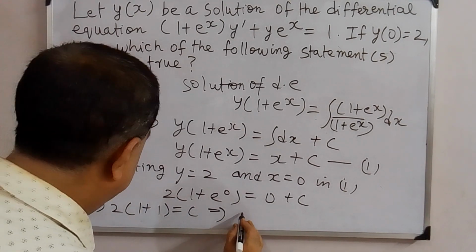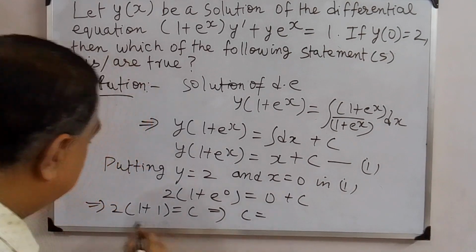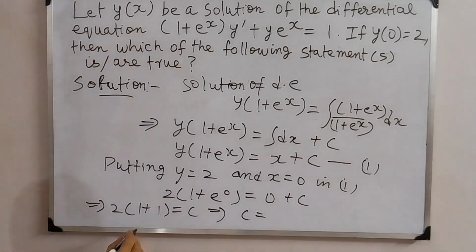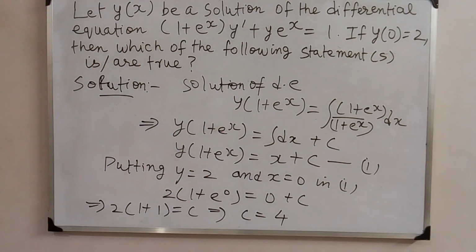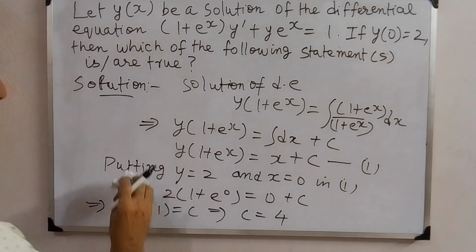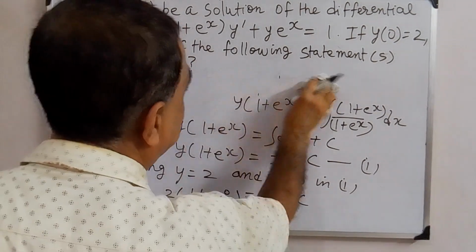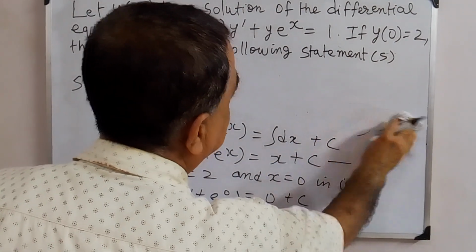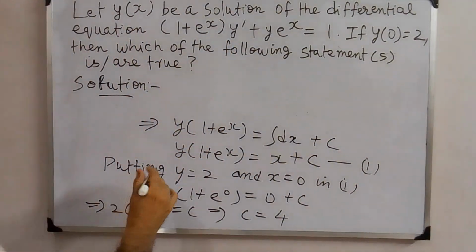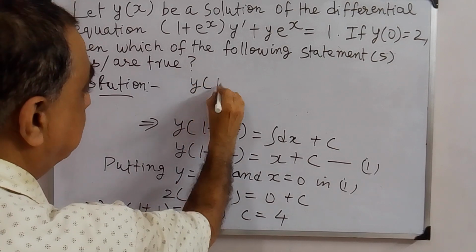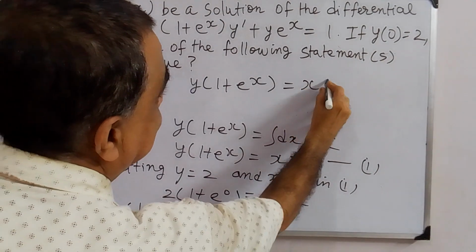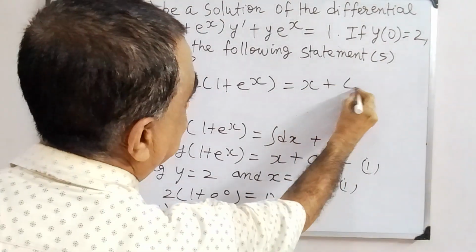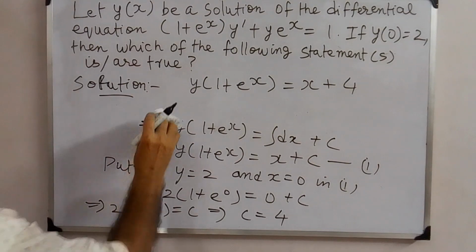So c is what? 2 into 1 plus 1 is 2. So 2 into 2 is 4. So the c value we have got is 4. So the solution becomes, what is the solution then? The solution of this differential equation becomes, okay, y into 1 plus e to the power x is equals to x plus c. C value is 4. So that is the definite solution.